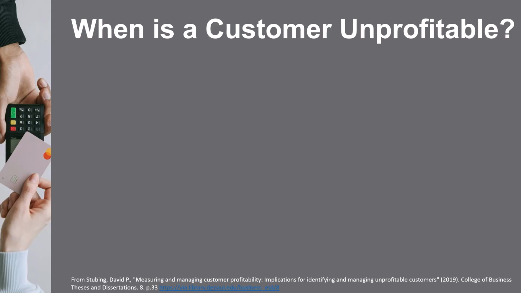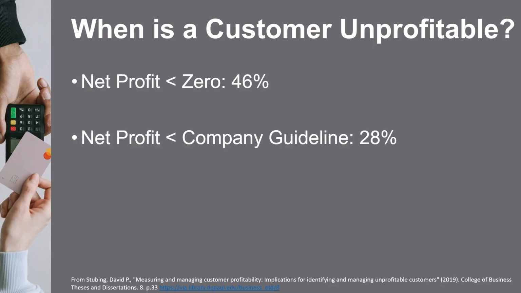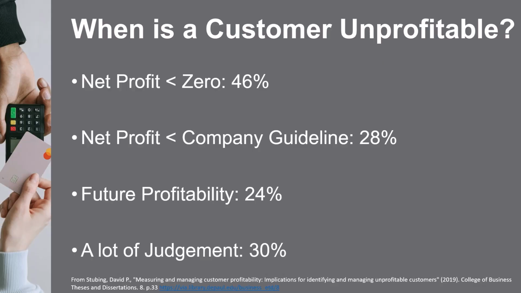After all this analysis, we are ready to tackle an important question. When is a customer unprofitable? Here are the answers to that question from a survey of companies. Note that companies could choose more than one answer. Net profit is less than zero, 46%. Net profit is less than company guideline, 28%. Future profitability, 24%. Or a lot of judgment, 30%.